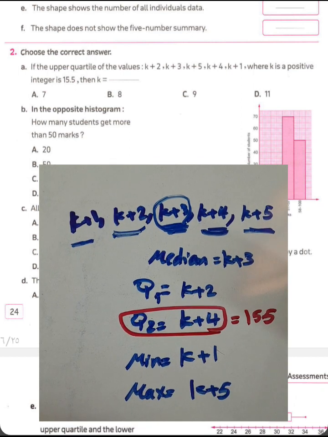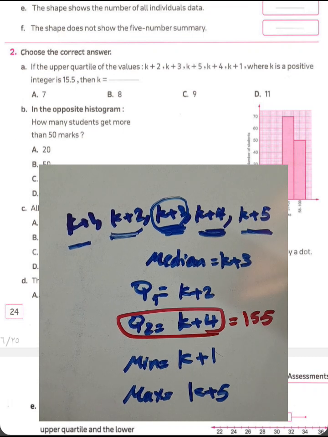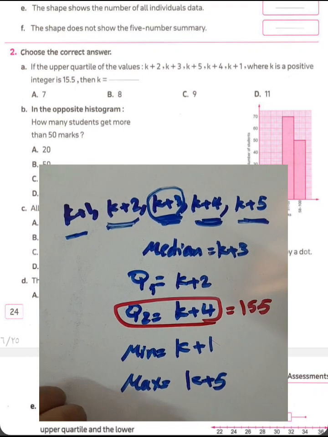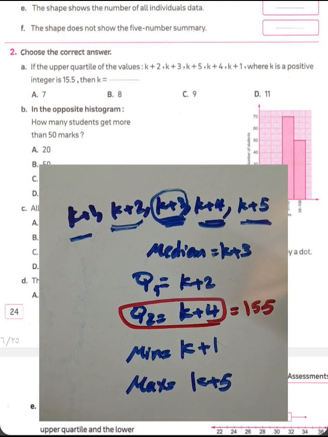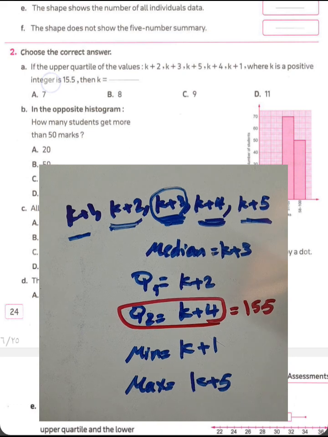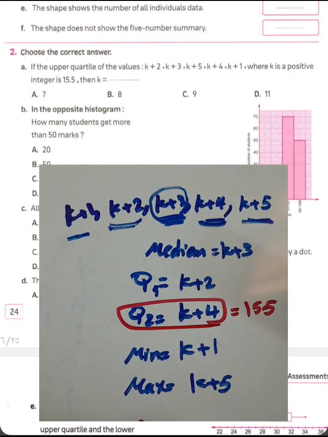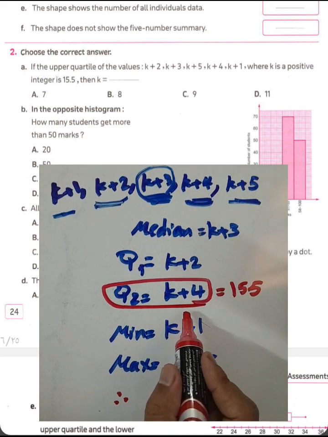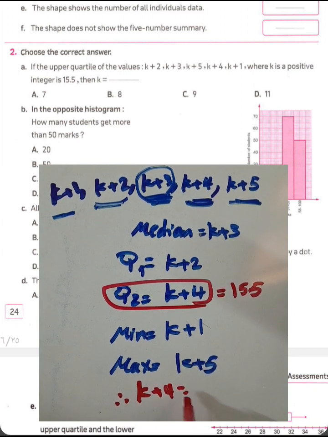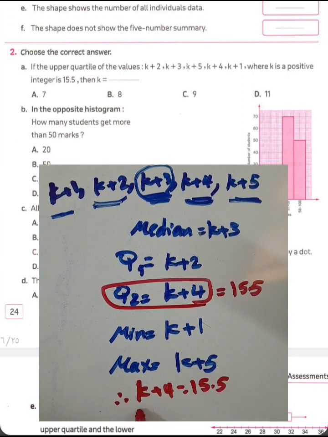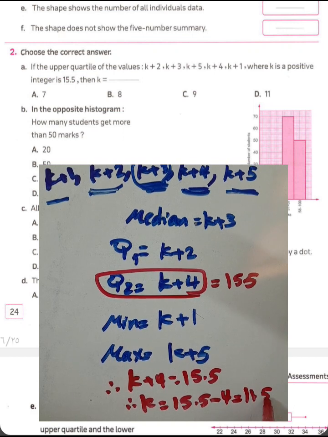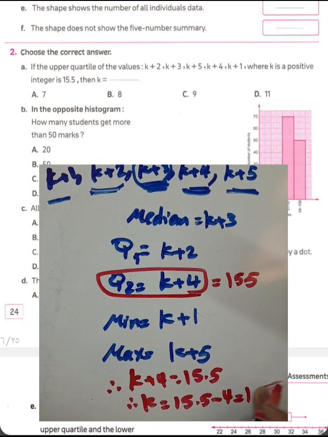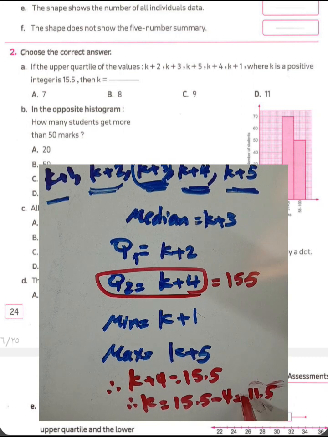15.5 will be what? 15.5 equals k plus 4. But what does he ask about? k. Okay, k is a positive integer. Then we can write k plus 4. Okay, this equation: k plus 4 equals 15.5. Then k equals 15.5 subtract 4. It will be 11.5. But he tells us k is a positive integer.